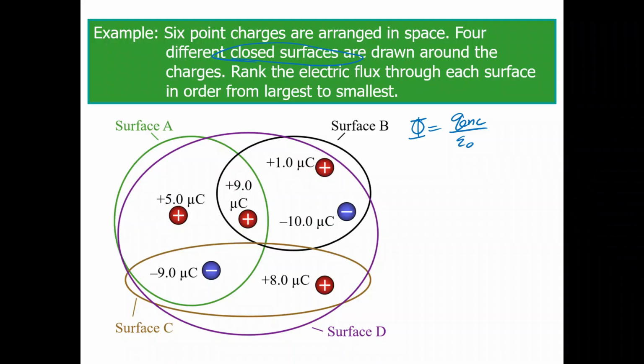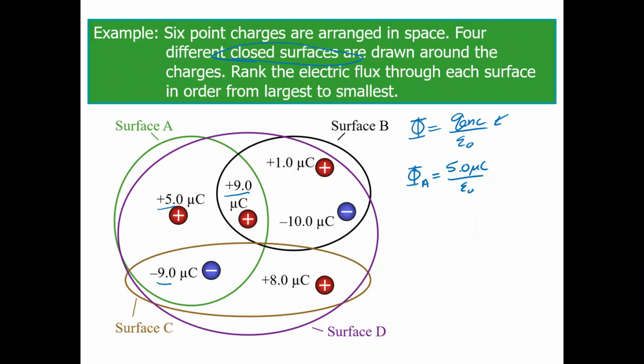So with this information, if we want to rank the flux, we really just have to rank the enclosed charge. Gauss's law is kind of cool because it allows us to rank the flux just by the enclosed charge. Surface A is enclosing positive 5 microcoulombs, positive 9 microcoulombs, and negative 9 microcoulombs. The positive 9 and negative 9 will cancel out. So the flux through surface A is going to equal 5.0 microcoulombs divided by E naught. We could actually calculate that flux as needed.